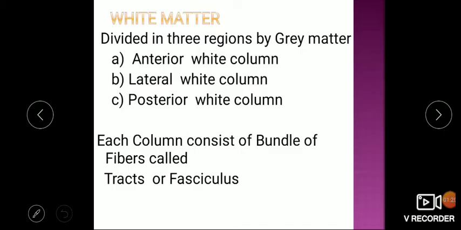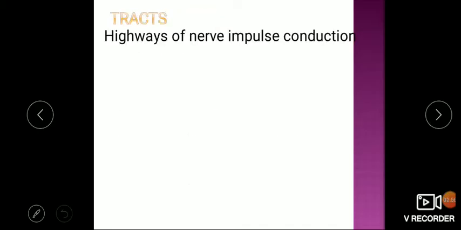Outside the nervous system, they are called nerve fibers. When they come in the spinal cord, these axons of the neurons are called tracts or fasciculus. When they ascend or descend in the brainstem region, they are called lemniscus. Above in the cortex, they are called radiation. So basically tracts, fasciculus, lemniscus are nothing but axons of the neurons. So tracts are basically highways of nerve impulse conduction. They are grossly classified into categories based on their direction of impulse transmission.